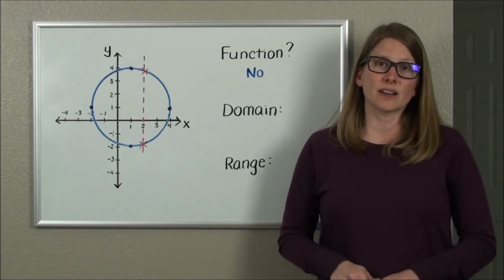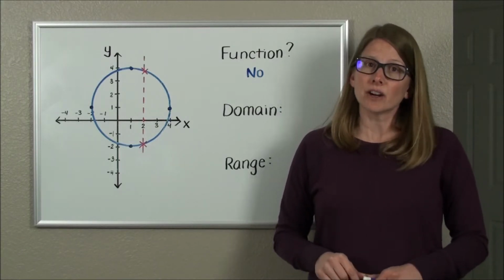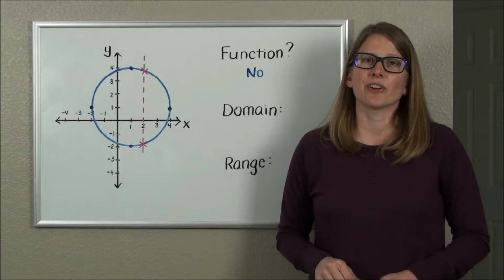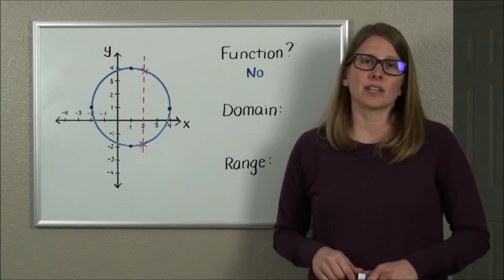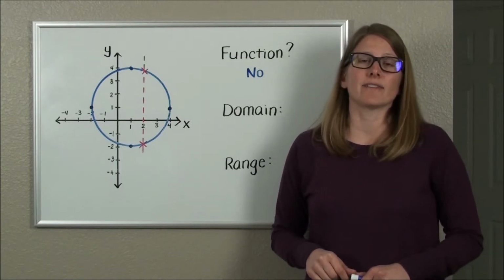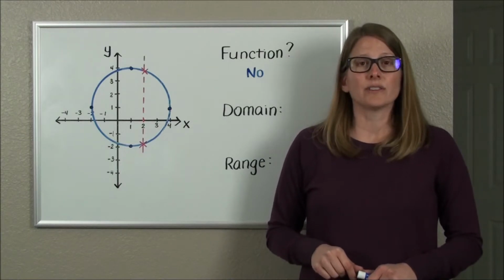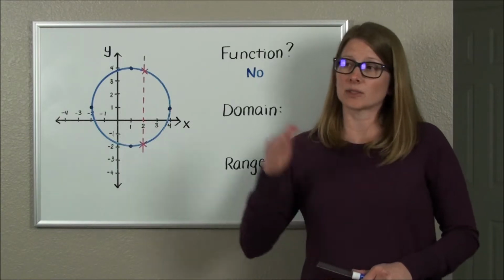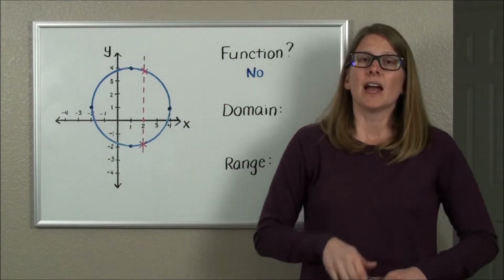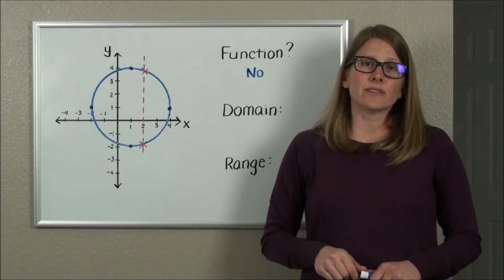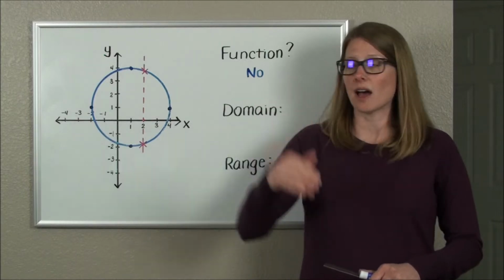So now that we can identify from a graph whether something's a function or not, we want to go one step further and ask, for that particular graph, what's the domain of the graph and what is the range of the graph? The domain is going to be the interval of x values that appear in the graph as we move from the left to the right, and the range is going to be the interval of values that appear from the bottom to the top.